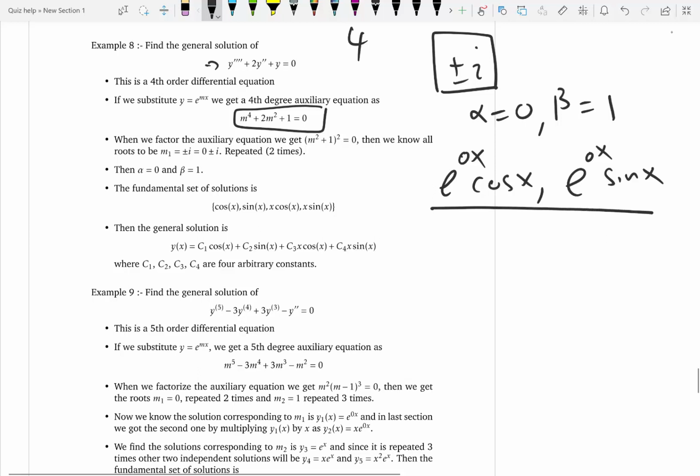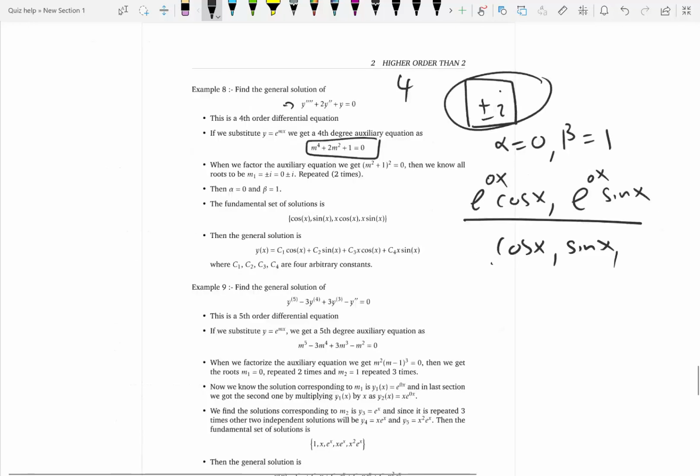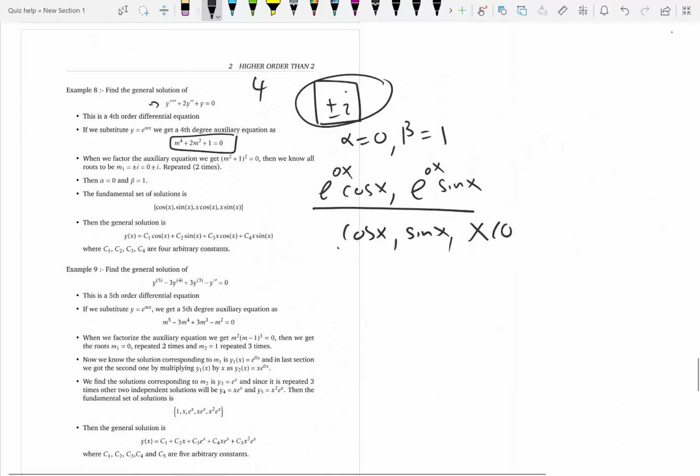2 parts. Actually, e to the 0x is 1. So it's cosine x and sine x. So your solution will be y is equal to c1 cosine x plus c2 sine x, right? But now, how about you deal with repeated complex roots? So you have already 2, you need another 2. Multiply by x, right? So the next one is x cosine x, other one is x sine x. Now you have the 4 parts. Now you can generate the general solution.